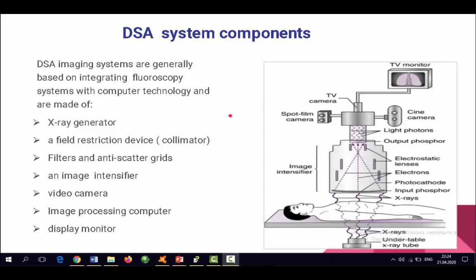DSA imaging systems are generally based on integrating fluoroscopy systems with computer technology and are made up of an X-ray generator, a field restriction device or collimator, filters and anti-scatter grids, an image intensifier, a video camera, an image processing computer, and a display monitor. Our classmates already talked about fluoroscopy in a presentation before, so I will just go briefly over the fluoroscopic components and the concept of fluoroscopy.